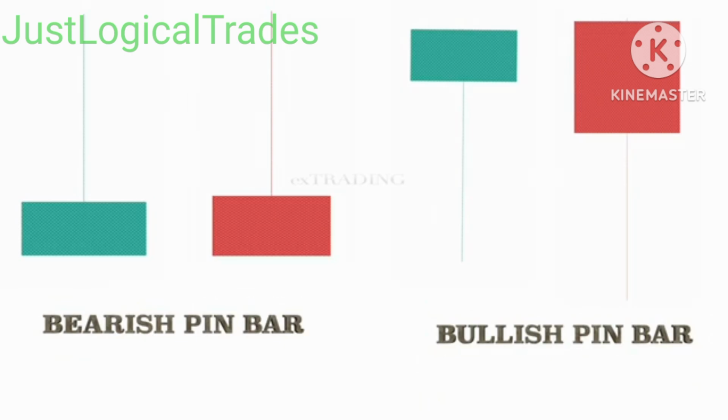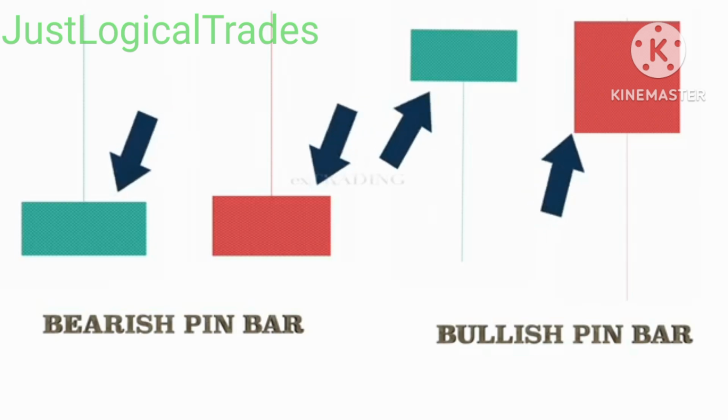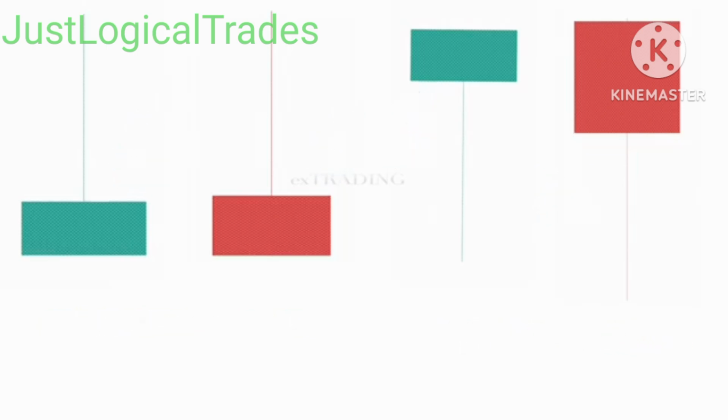For pin bars, the color of the body doesn't determine if it is bullish or bearish. Instead, the body location determines that. So if the body is located above the halfway mark, it's considered a bullish pin bar. And if the body is located below the halfway mark, it's considered a bearish pin bar.